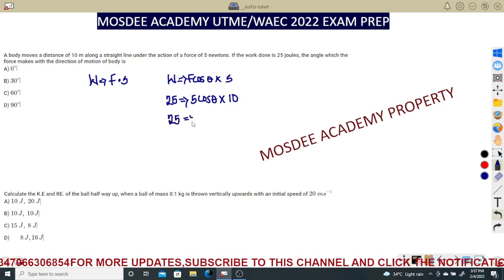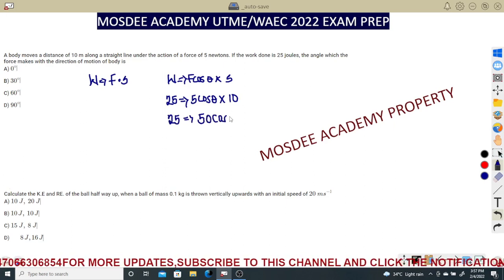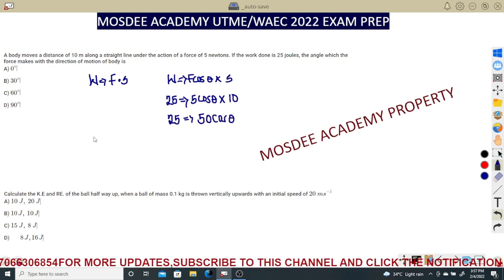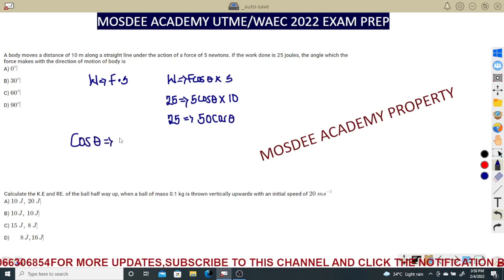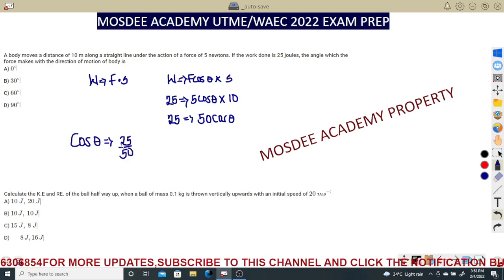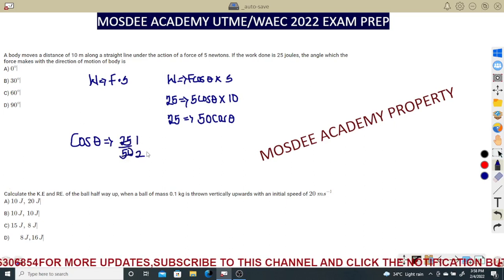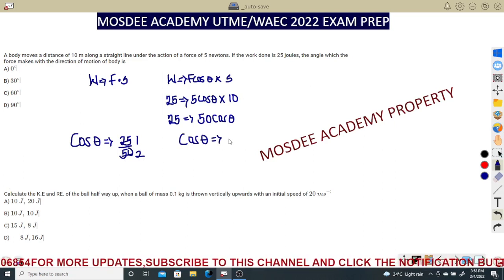25 is equal to 5 times 10, which gives you 50 cos theta. You make cos theta the subject of the formula. So we can say cos theta is equal to 25 over 50. So 25 here 1, here 2. So you can say cos theta is equal to 1 over 2.